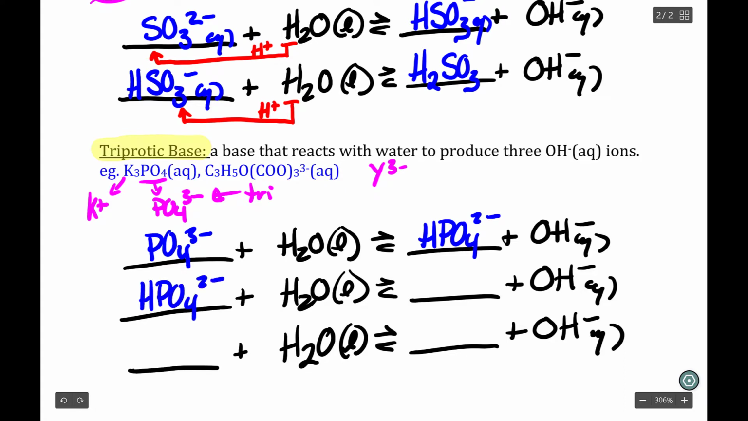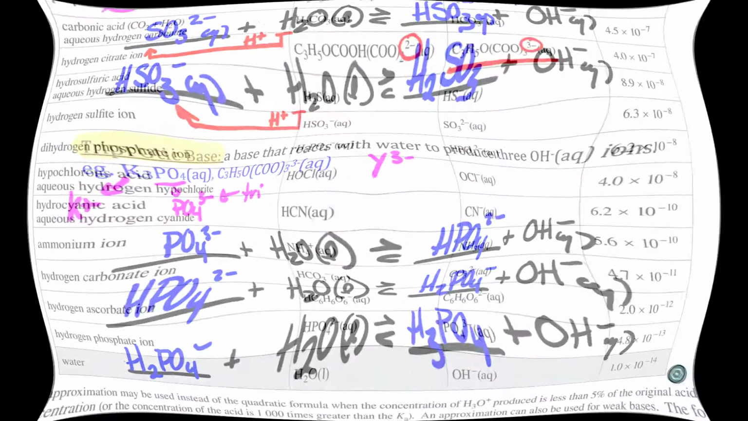HPO4 2 minus, it gains a hydrogen. Now you're H2PO4 minus, and now it gains another hydrogen. So H2PO4 minus plus another hydrogen, you're at H3PO4. And again, this last one essentially probably wouldn't even happen.